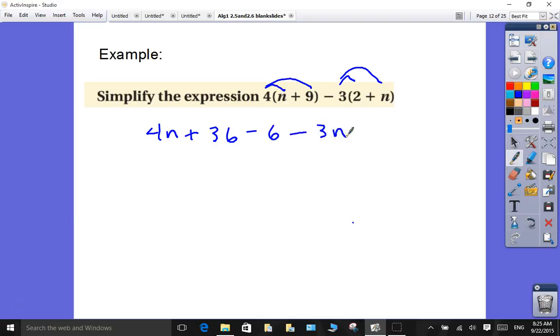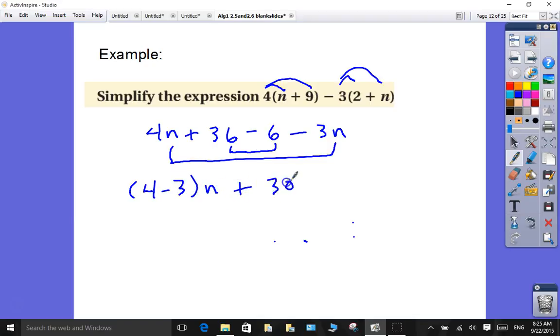Okay, now we have to combine like terms. Which are the like terms? The 4n minus 3n, and what about the constants? 36 minus 6. Right. So what's 4n minus 3n? n. That's like saying 4 minus 3 times n plus 30, which is 1n plus 30, which is n plus 30. You probably wouldn't have shown those two steps. You would have just said 4n minus 3n is n, and preferably without the 1.